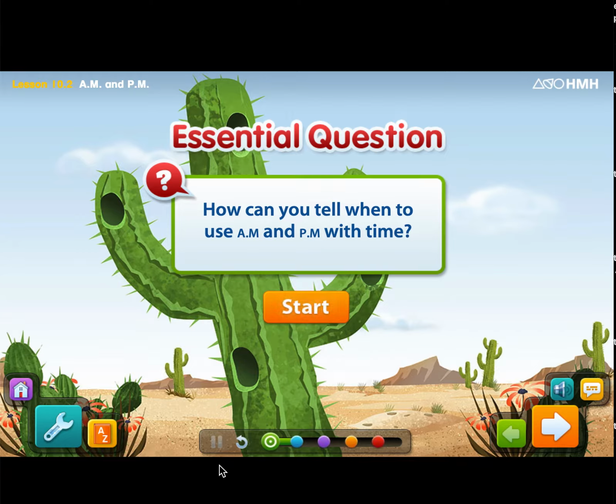How can you tell when to use AM and when to use PM?